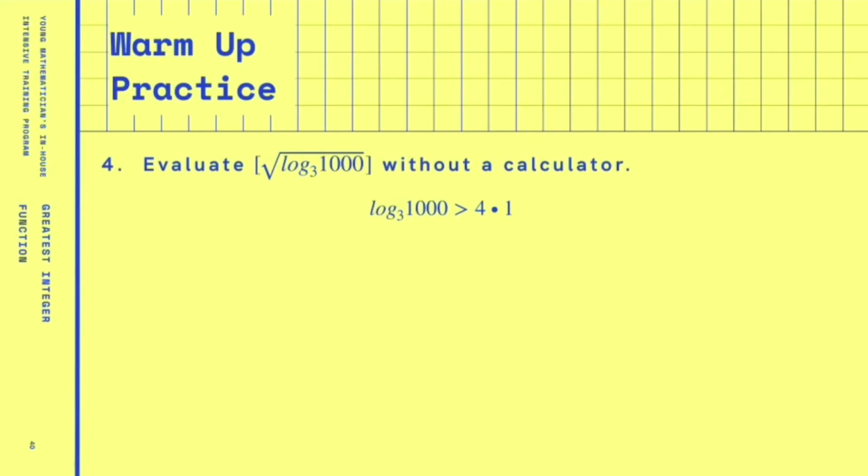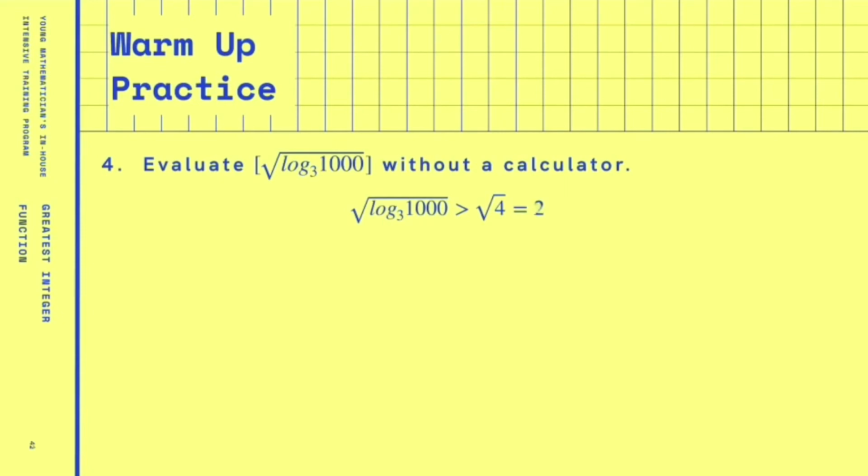Now taking the square root of both sides, since they're both positive, the inequality still holds. That is, square root of log 1000 of base 3 is greater than square root of 4. Now, square root of 4 is equal to 2. So now we have the square root of log 1000 of base 3 is greater than 2.